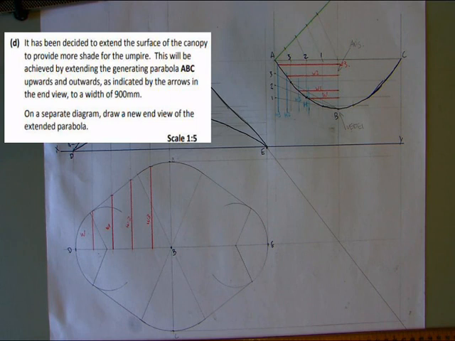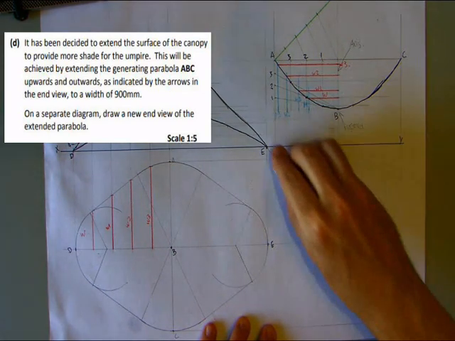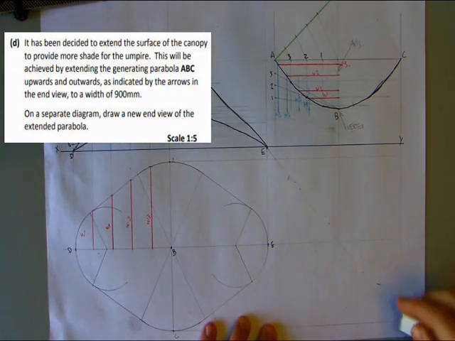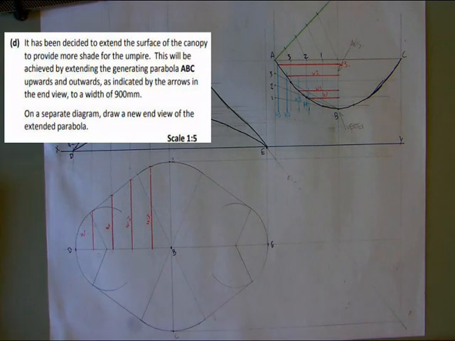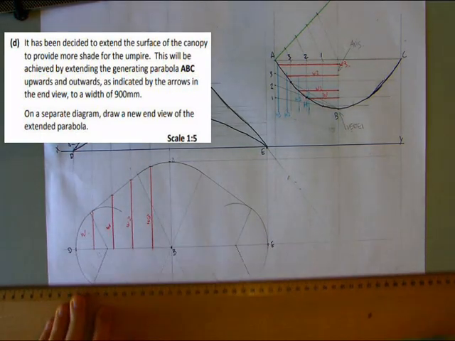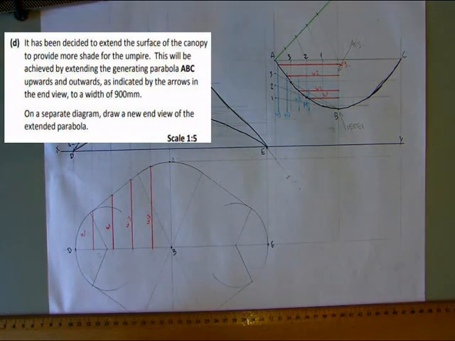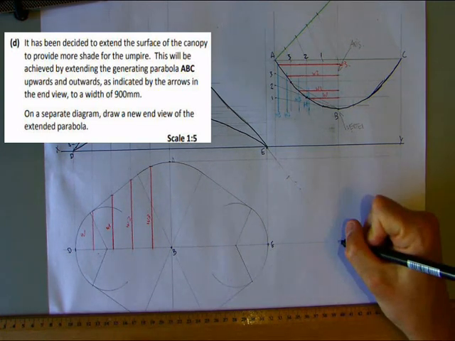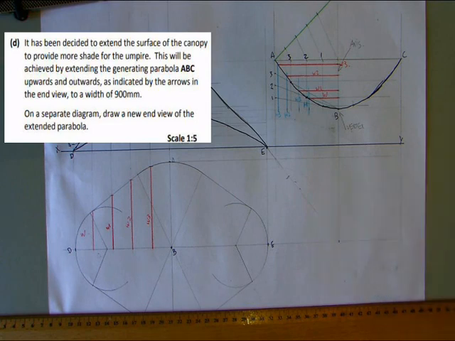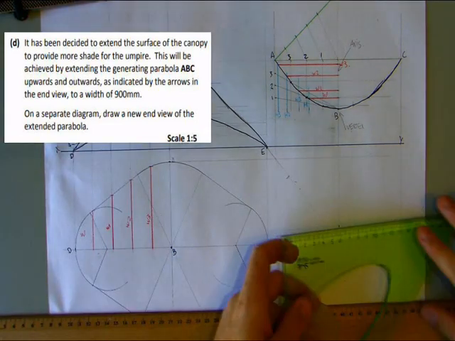On a separate diagram, draw a new end view of the extended parabola. So what we're going to do is in this space down here, we're going to draw that. Okay, and again, what we can do is we can rub this out. Okay, so we're going to start with that as our point B. All right. This can be our point B. I just want to make sure that I have 900 millimeters.